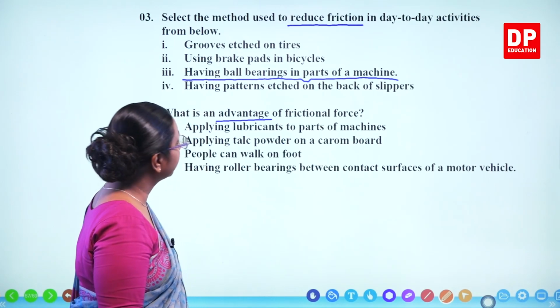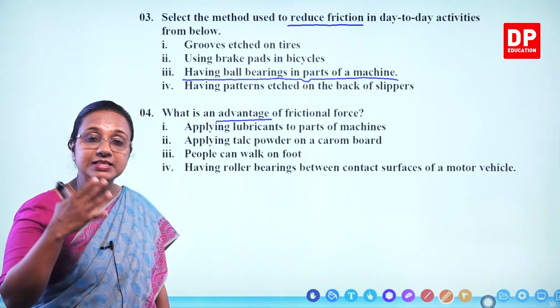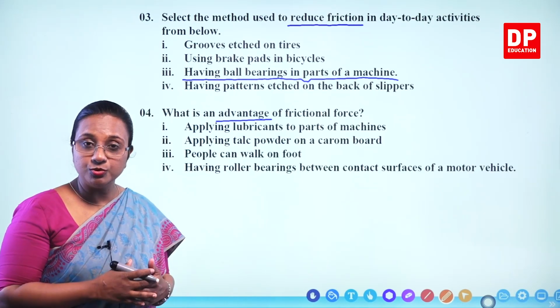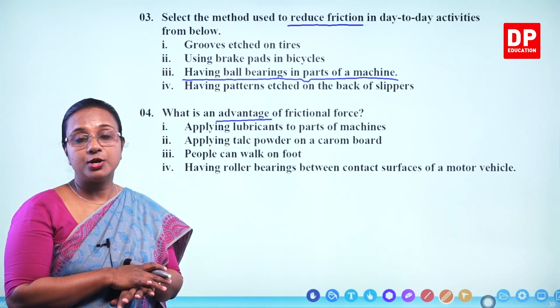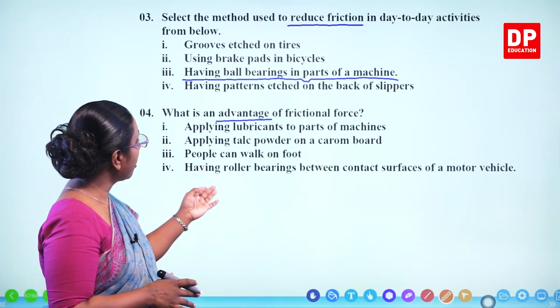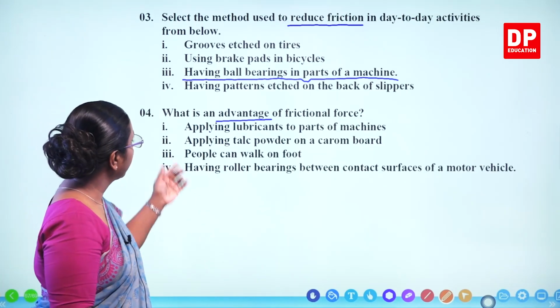Applying lubricants to parts of machine. This also makes the surface of the machine smooth and makes it easier to slide one on top of the other. So therefore, lubricants reduce friction.